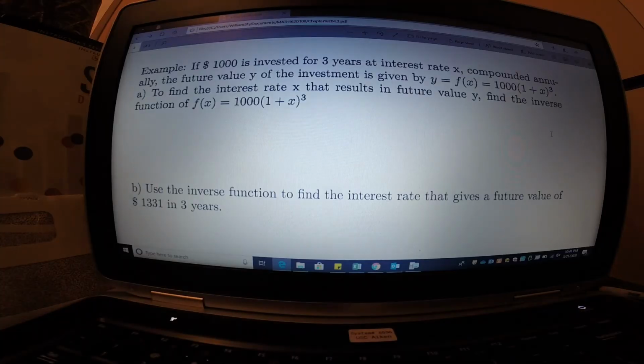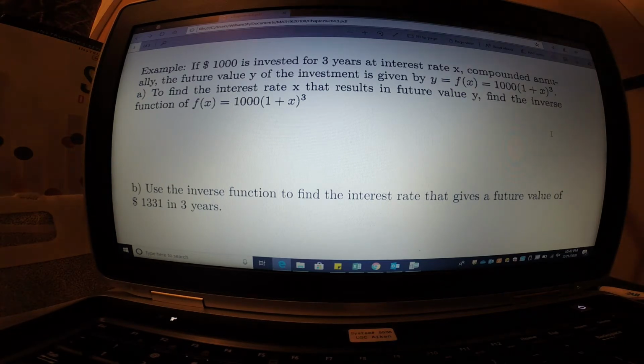Alright, so this example says if $1,000 is invested for 3 years at interest rate X, compounded annually, the future value Y of the investment is given by Y equals f of X equals 1,000 times 1 plus X raised to the third. To find the interest rate X that results in a future value Y, find the inverse function of f of X equals 1,000 times 1 plus X to the third. B says, use the inverse function to find the interest rate that gives a future value of $1,331 in 3 years. We'll get to part B after we finish part A.